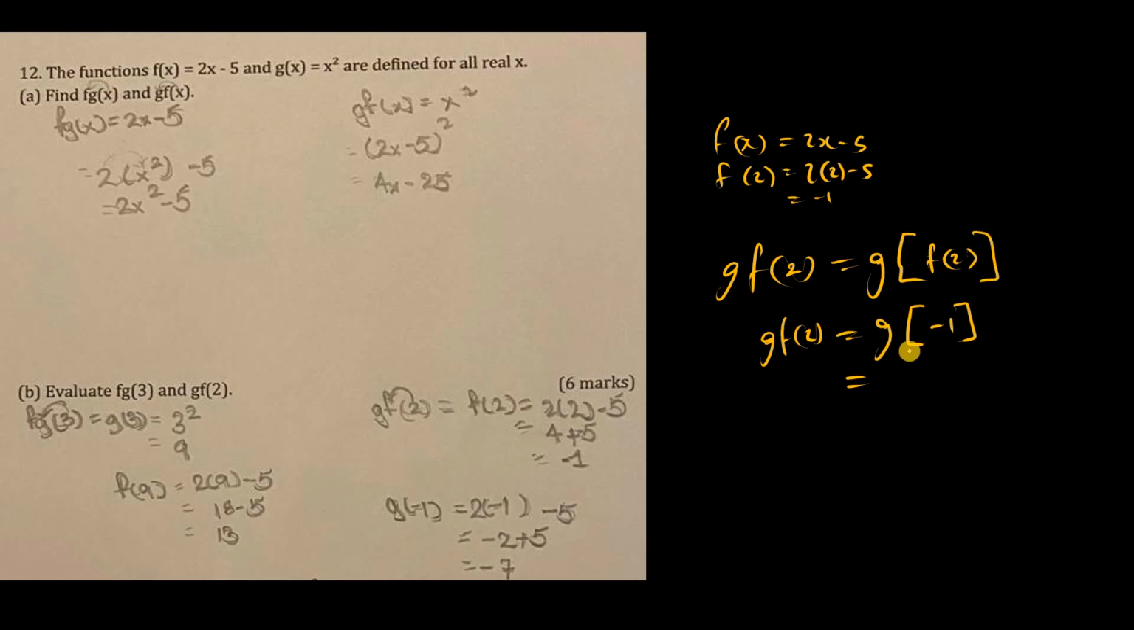Okay, so what is g though? G is x squared. So what we could do, we could put x squared, and what's the x value? The x value is this value here, negative 1. That's negative 1 times negative 1, which gives you positive 1. Okay, so g of f of 2 is actually positive 1.